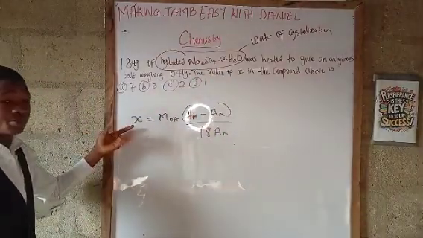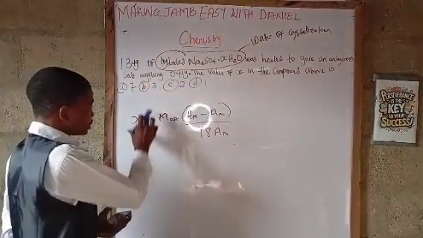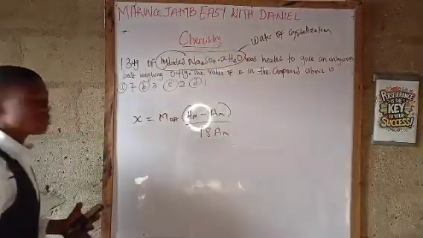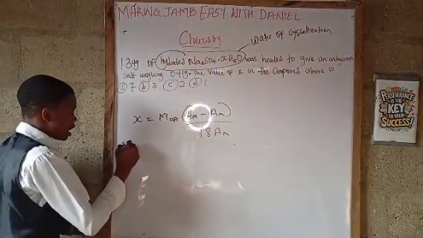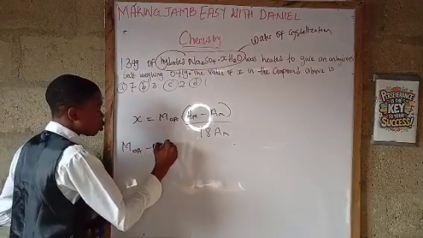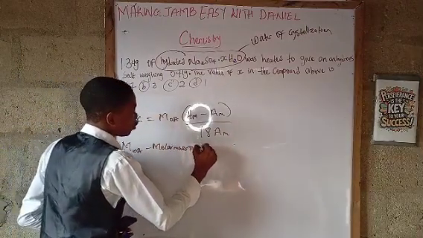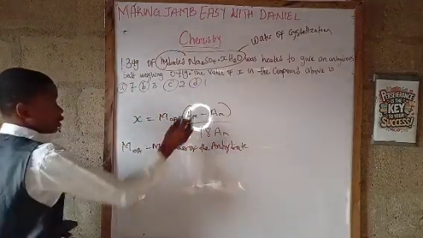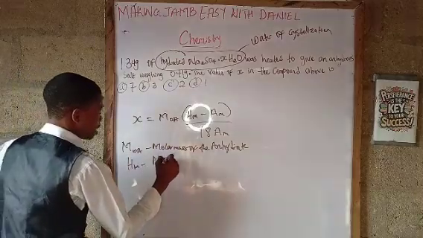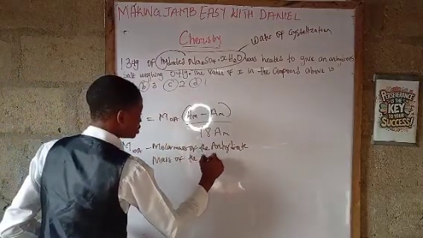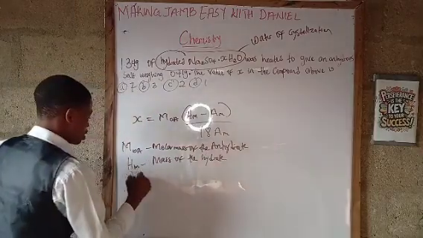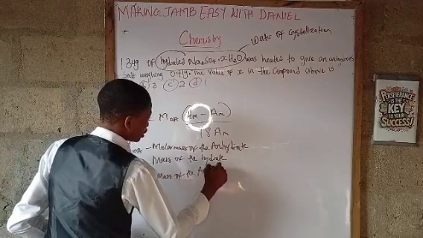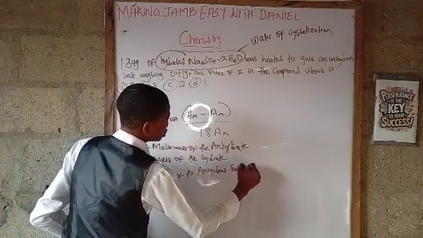It's not that it has to be X, it can be Y, it can be any letter. But you just need to know that the letter here signifies the number of the hydrate that is there. Now, let me tell you the meaning of this MOA. MOA means molar mass of the anhydrate. HM means mass of the hydrate. AM means mass of the anhydrous substance.